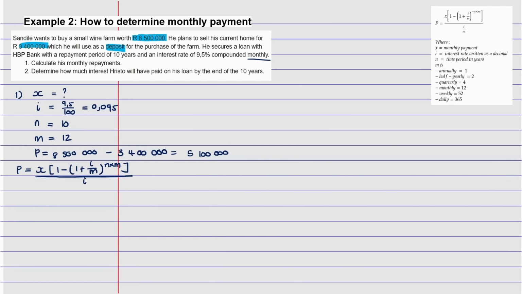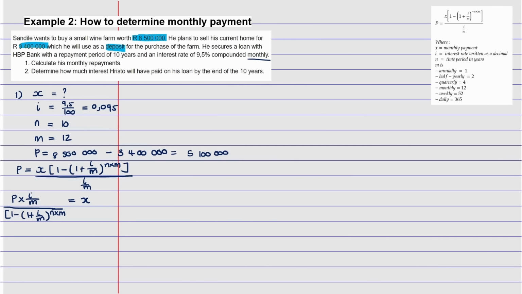It's going to be I divided by m, right? We're going to make x the subject, so it's the same as saying P multiplied by I divided by m, right? Taking this to the other side, and this whole thing is going to be divided by the one in the square bracket. So it's going to be 1 minus open bracket 1 plus I divided by m, right? And this is going to be n multiplied by m, and this is going to be equal to x.